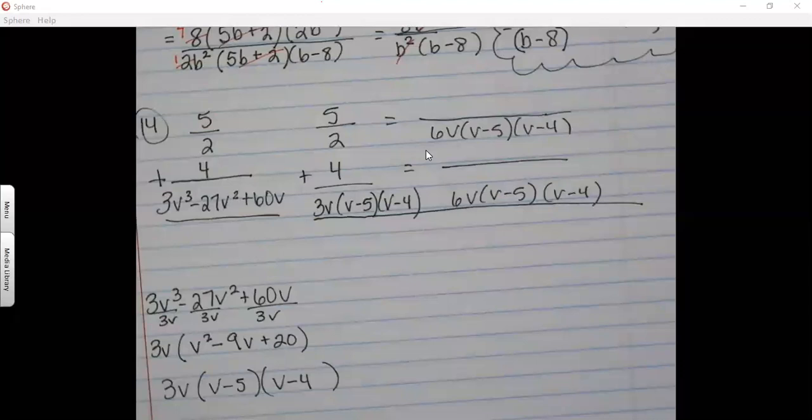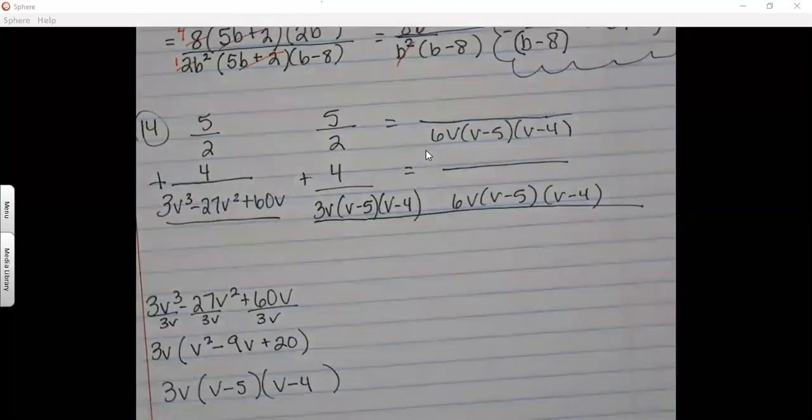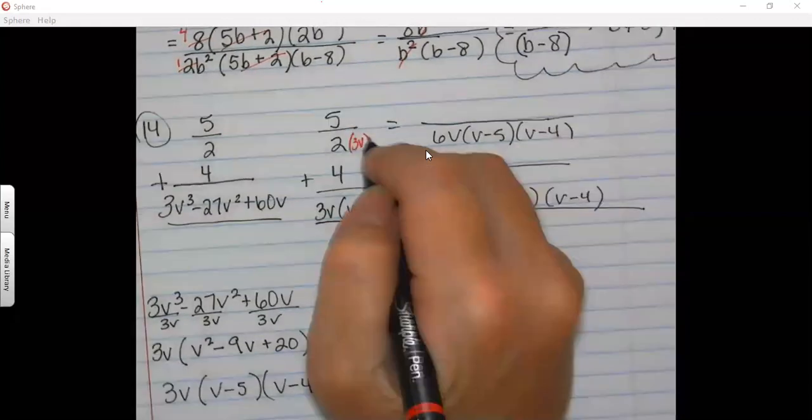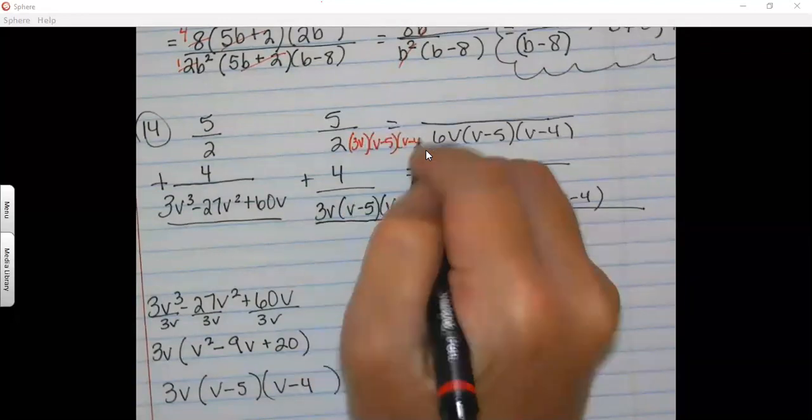Okay, so let's look at that top fraction. Oh goodness, this is going to be quite the doozy. First of all, let's look at 2 times what gives me 6v. 3v. So I know I'm going to have to multiply by 3v and what else? v minus 5 and v minus 4. So if I multiply the denominator by 3v times v minus 5 times v minus 4 to make an equivalent fraction, I'm going to have to also multiply the numerator by the same thing.